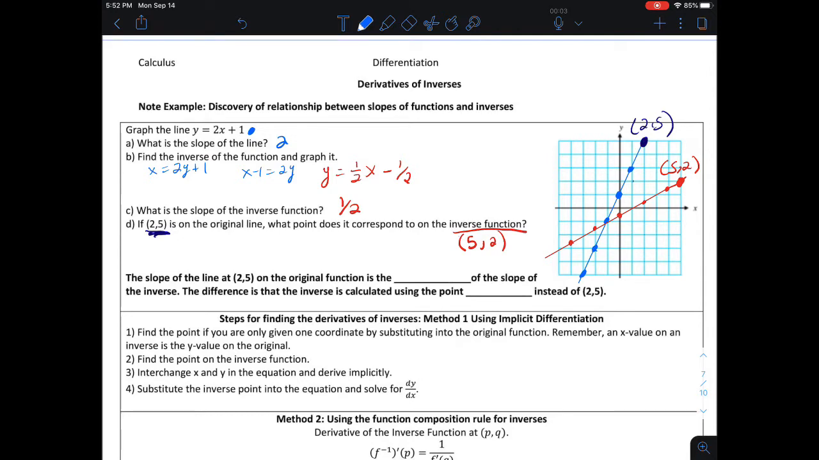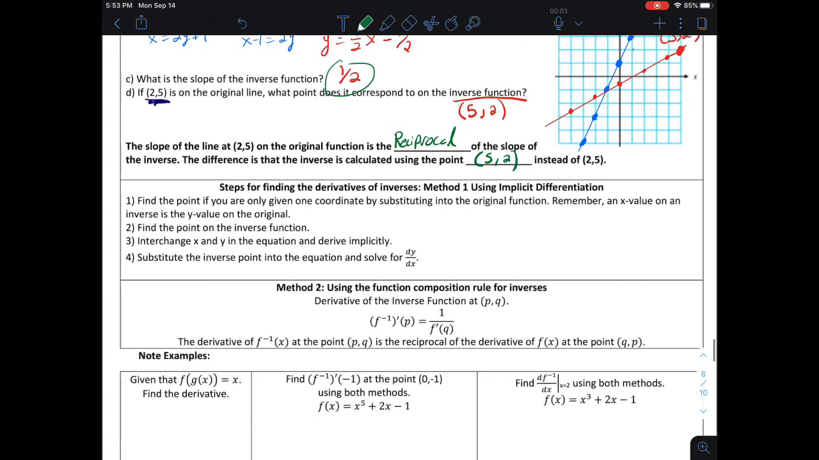So if I look here in bold, what we have is the slope of the line at 2, 5 on the original function is the blank of the slope of the inverse. Well, if you're comparing the two slopes, you have a slope of 2 and a slope of 1/2. It's the reciprocal. So functions and inverses have reciprocal slopes. And the difference is the inverse is calculated using the point where I swapped the coordinates around, 5, 2. And that's going to be important for us in terms of how we would do this for more complex functions.